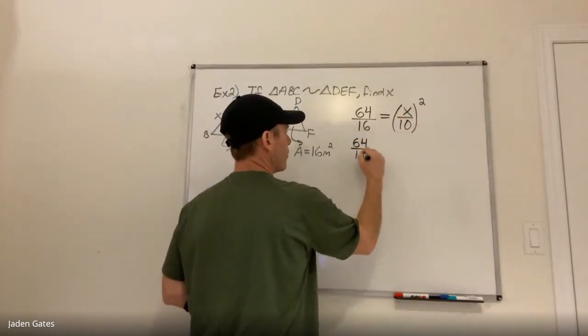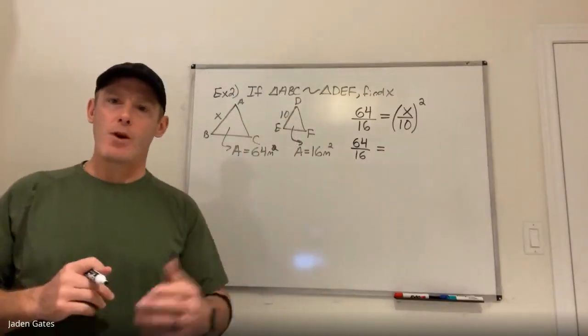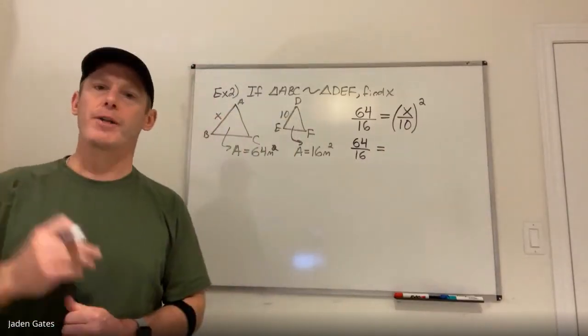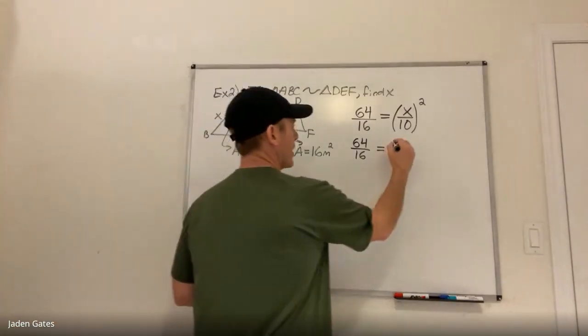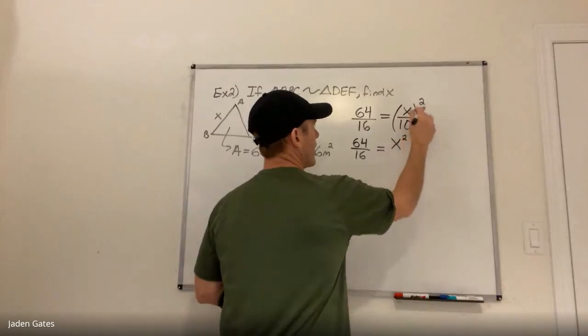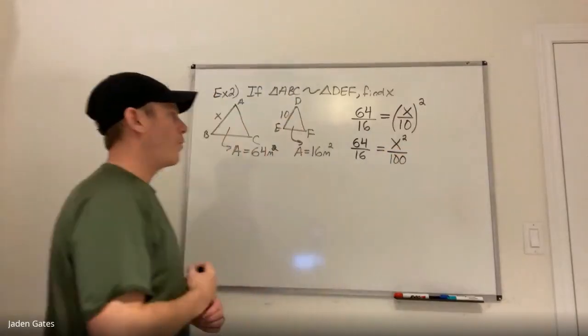Now this is something we did earlier with power laws. Expanded power rule. If you have a fraction and it's to an exponent, the exponent gets applied to both the top and the bottom. So I have an x squared, and I also have to square the 10. Well, 10 squared is 100.